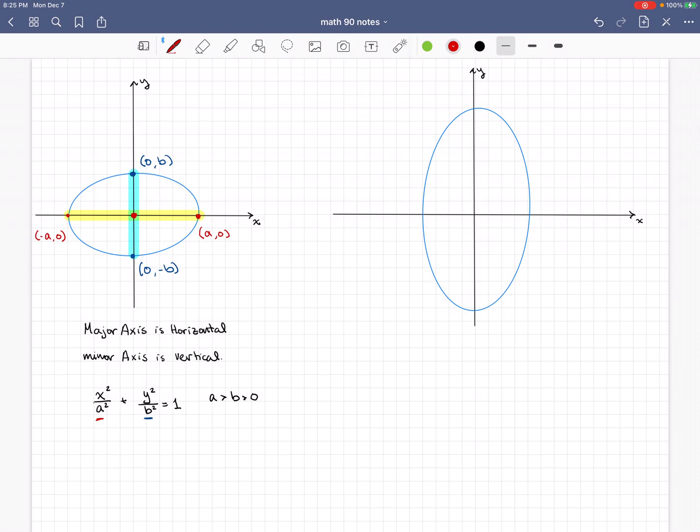Now you might be thinking to yourself, wait a minute, but there was some mention about the focus. So what role does the focus play here? So the foci are these 2 points. So I'm putting down the ballpark location. So something like this. So let's call them F1 and F2.